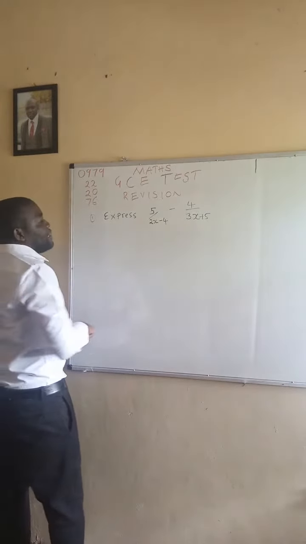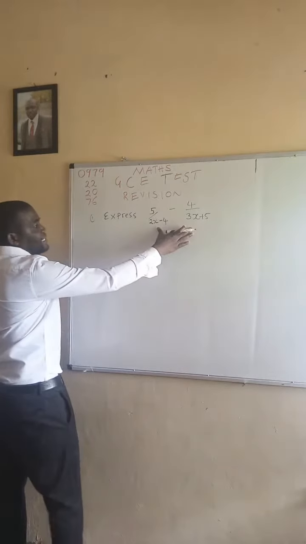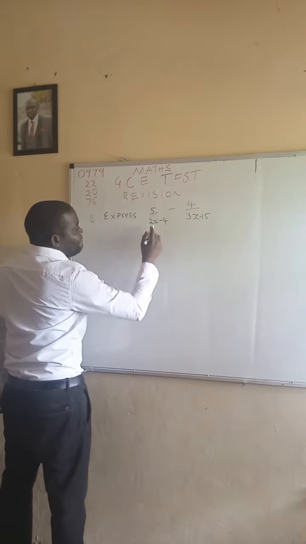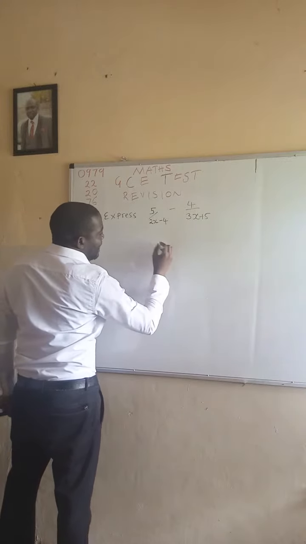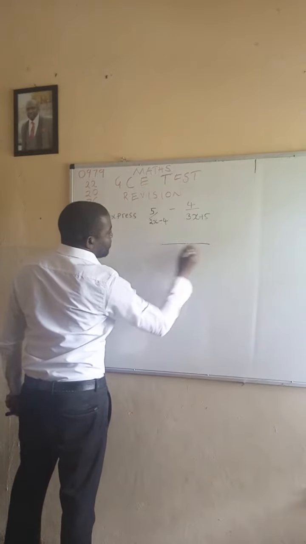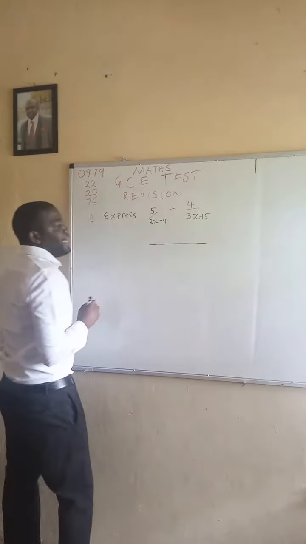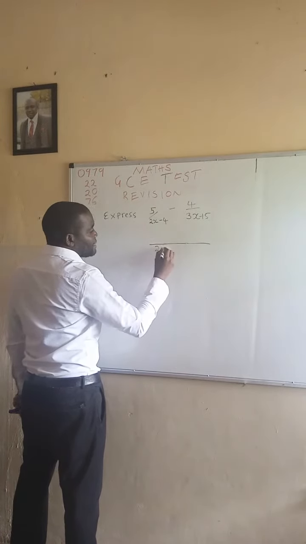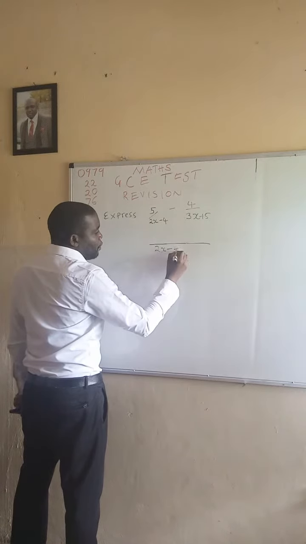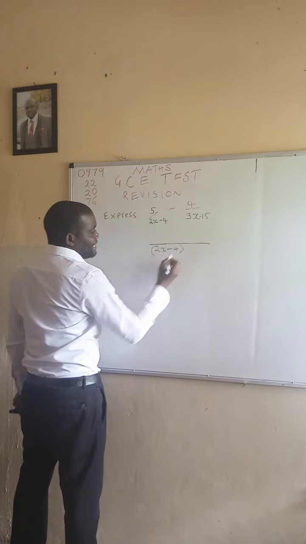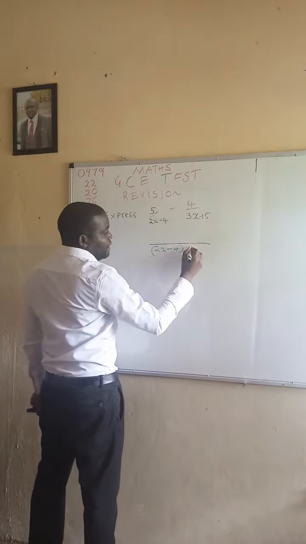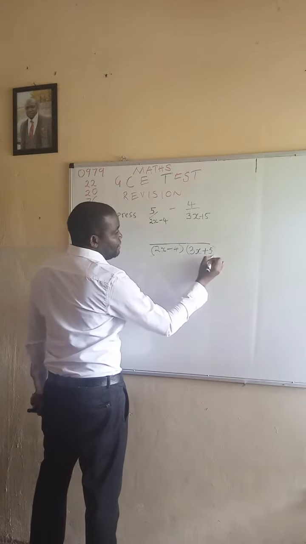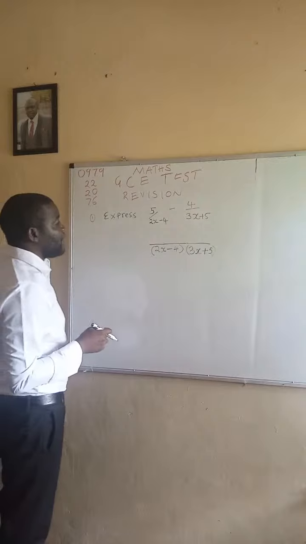So question 1. They give you a fraction like this. This is GCE test revision for maths. The first thing is you draw a straight line like this. Okay? You draw a straight line. And then this one, you bring it down here. 2x minus 4, you put it in brackets like this. Even this one, you bring it here. You put it in brackets like that. Okay? Which is what you do.